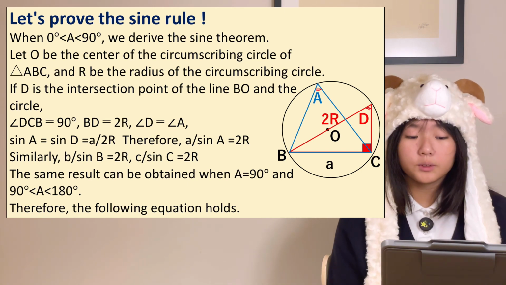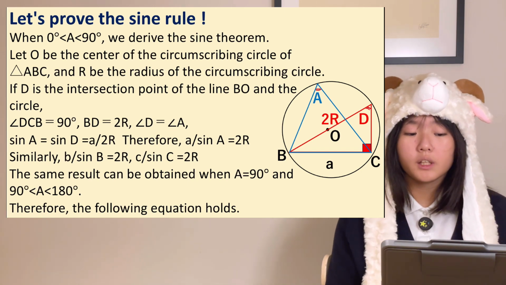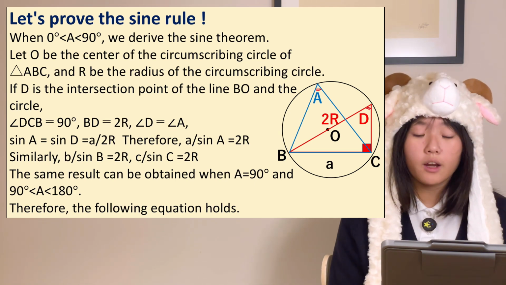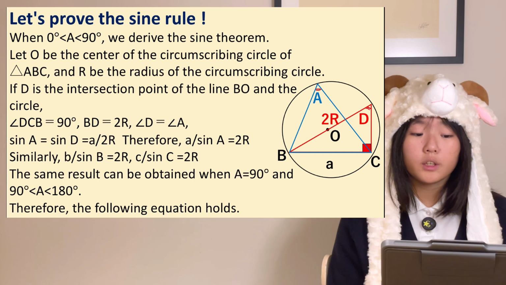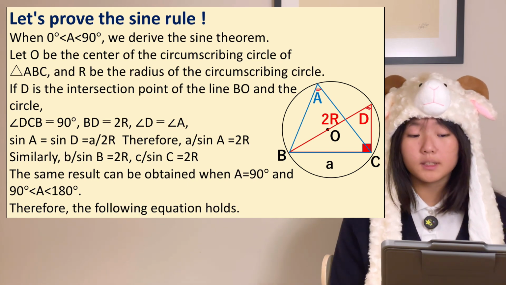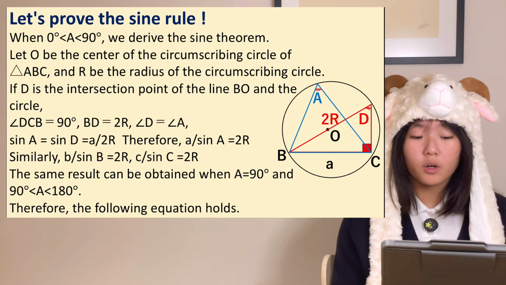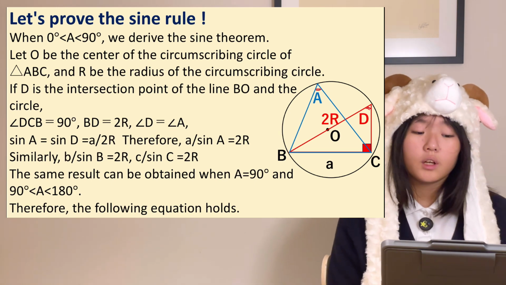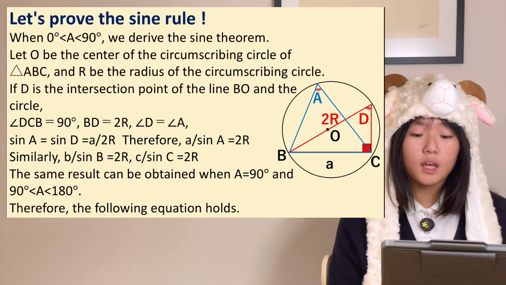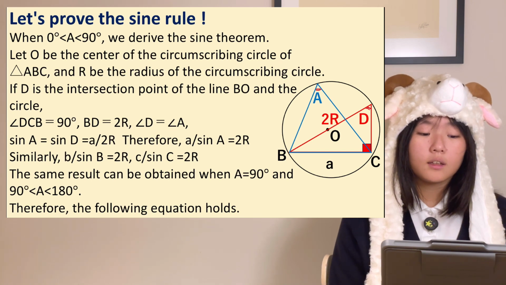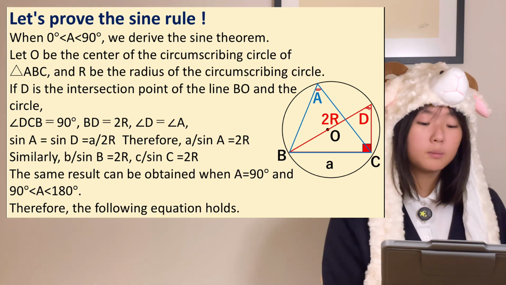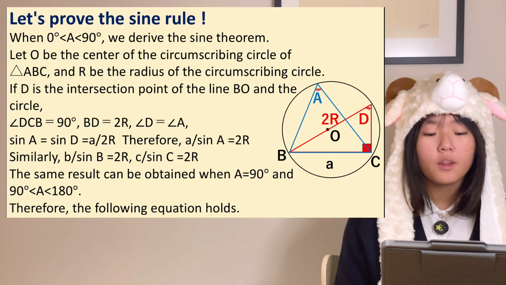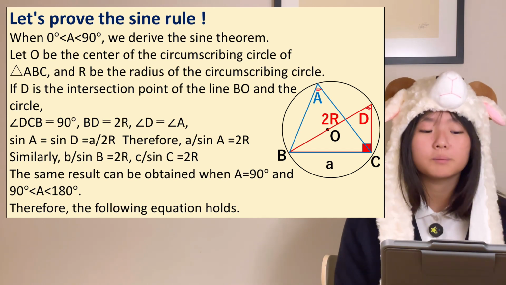And sine A equals sine D, which equals a over 2R. Therefore, a over sine A equals 2R. Similarly, b over sine B equals 2R, and c over sine C equals 2R. The same result can be obtained when A equals 90 degrees, and when A is greater than 90 degrees but smaller than 180 degrees. Therefore, the following equation holds.